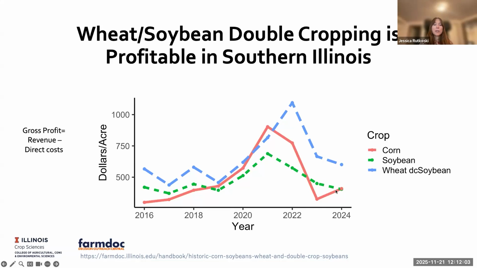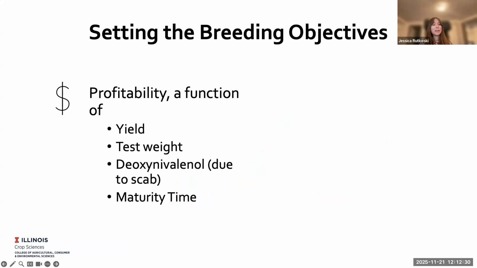Now, when I look at this, I feel like my goal should be to make sure that this profitability remains high or improves even further, and to make this more feasible or more profitable even in other parts of the state. Because if we can do that, we can probably increase the prevalence of wheat in our region. So with that said, now my objective is to improve profitability. So we look at what are the factors that contribute to that. The factors are yield, test weight, deoxynivalenol, and maturity time.